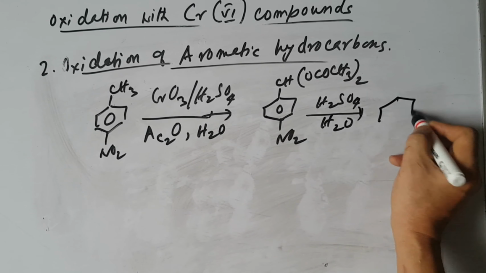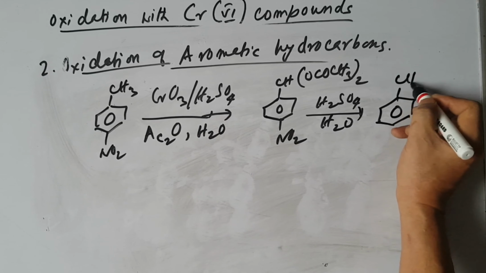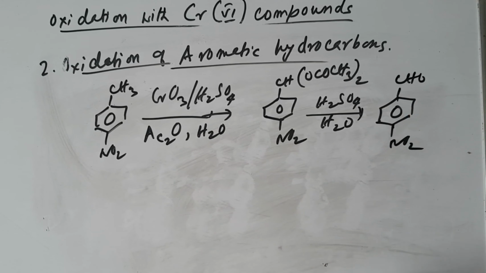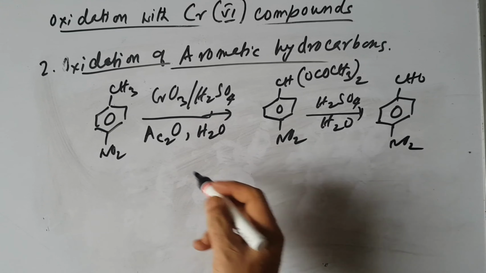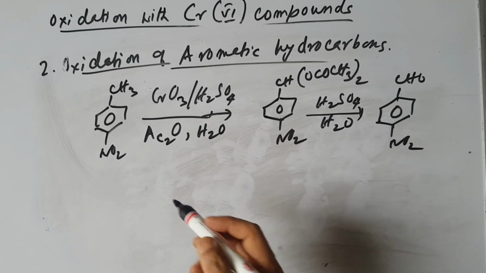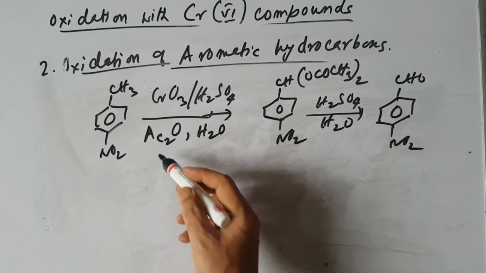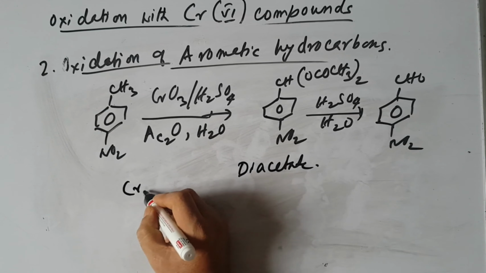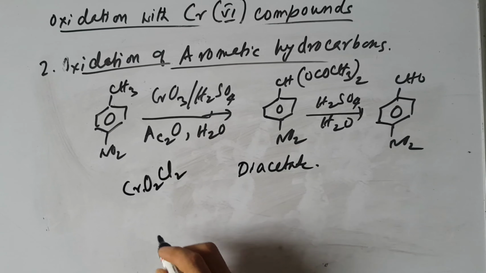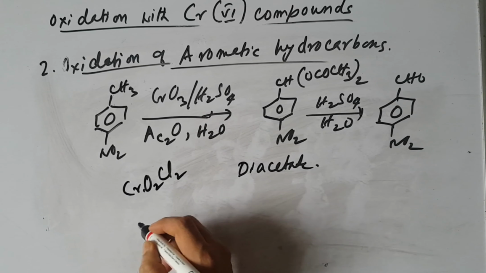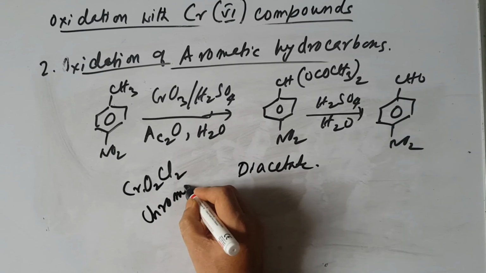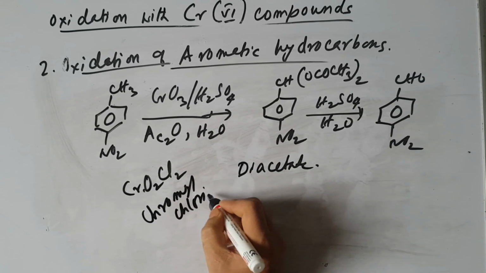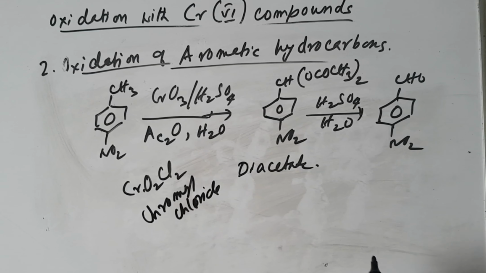So aromatic hydrocarbons are oxidized to aldehydes in presence of acetic anhydride. First it is converted to the diacetate complex. There are so many examples here. Not only using chromium trioxide, we can use chromium chloride, CrO2Cl2, called chromyl chloride. Chromyl chloride can be used for oxidation of this type of aromatic hydrocarbons.